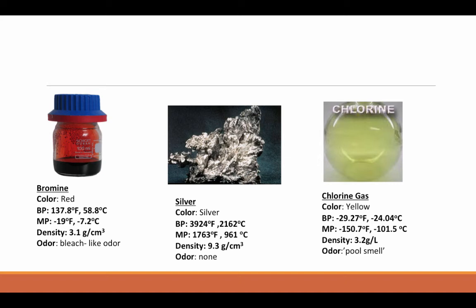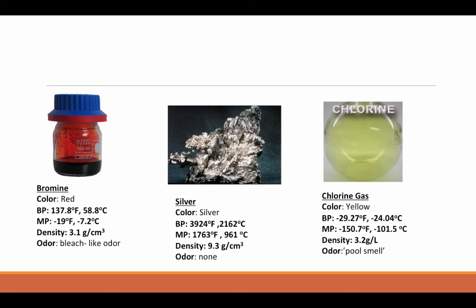Melting point, 1763 degrees Fahrenheit, also very high. So if I want to turn solid silver into liquid silver, I would have to crank the heat up to 1763 degrees Fahrenheit. Very hot. It has a pretty heavy density. It's about 3 times as dense as the bromine or chlorine. It has a density of 9.3 grams per cubic centimeter, and it doesn't have an odor.